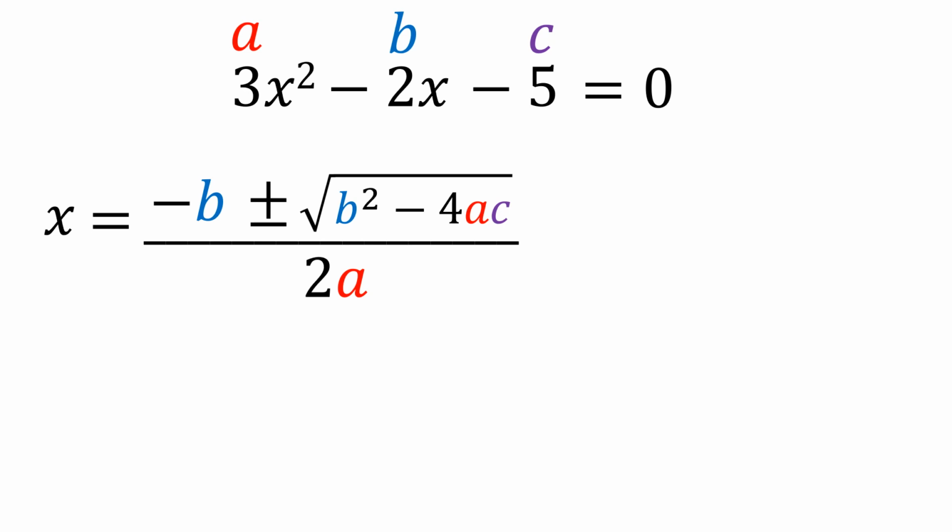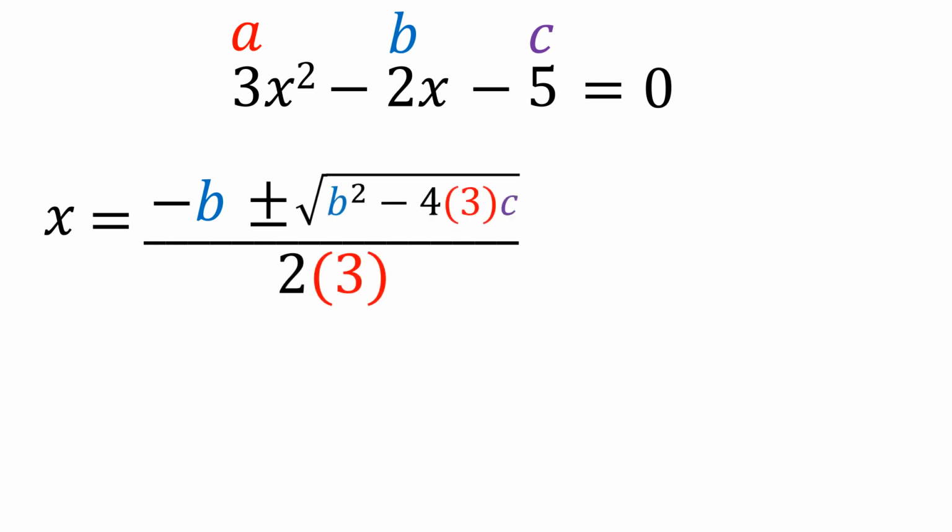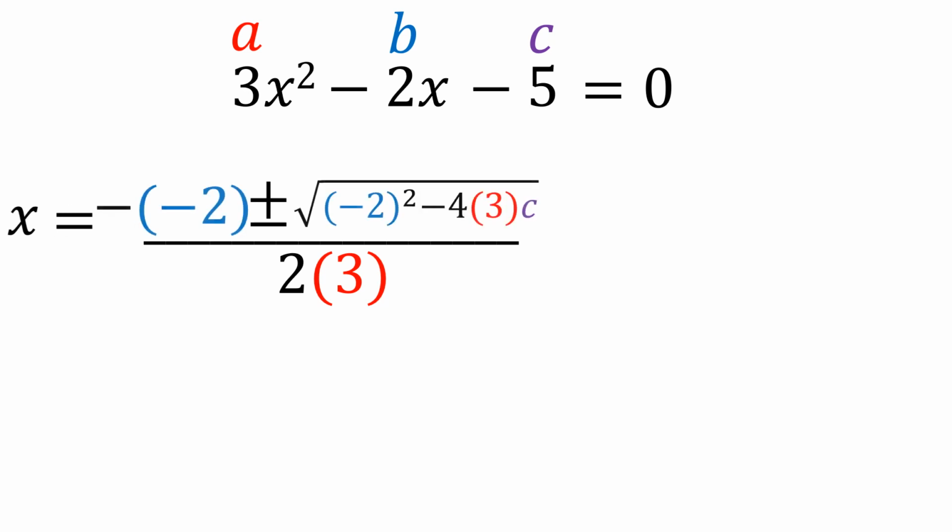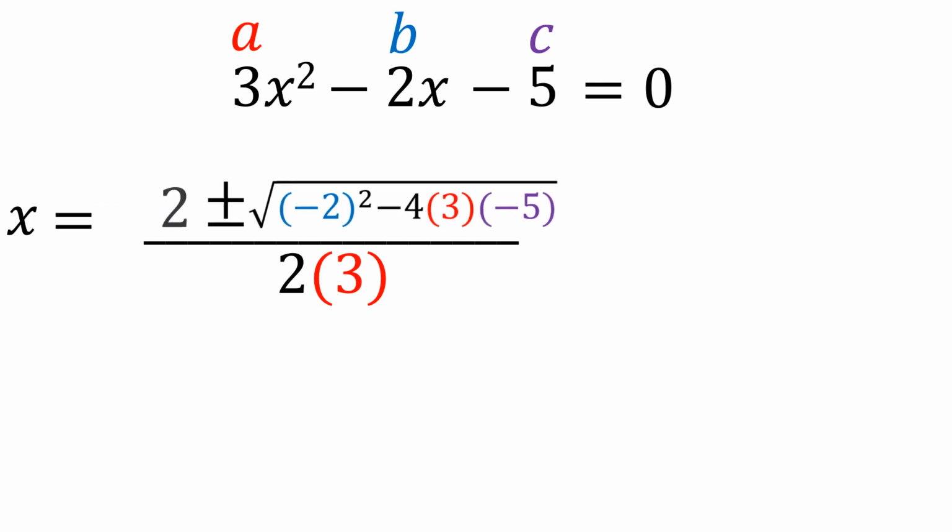So we're going to replace the a with 3 in our formula, or the positive 3. The b will be replaced with negative 2. And the c will be replaced by negative 5. Next is we're going to solve first negative b, which is negative of negative 2. So it will become positive 2.